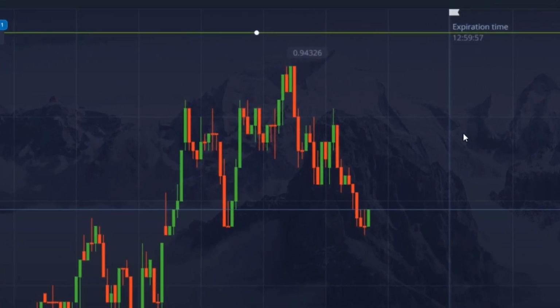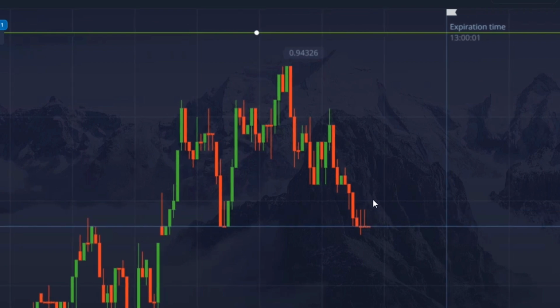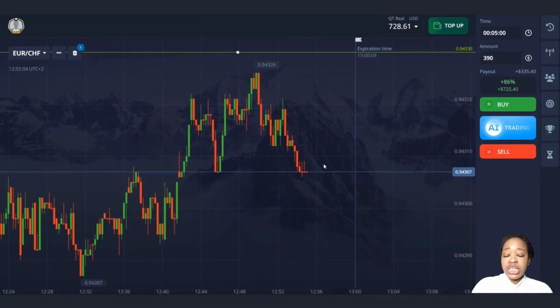This is excellent, friends. You can see that the price really pushed from the level and moved down, and I was able to predict further price movement. You can see that the bot really helped as well. So let me continue.